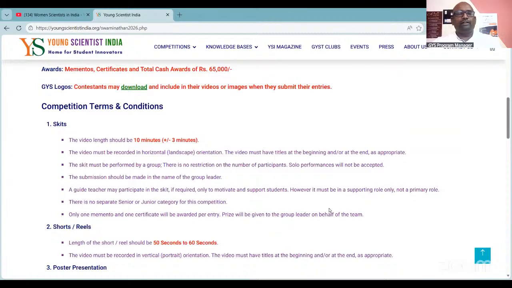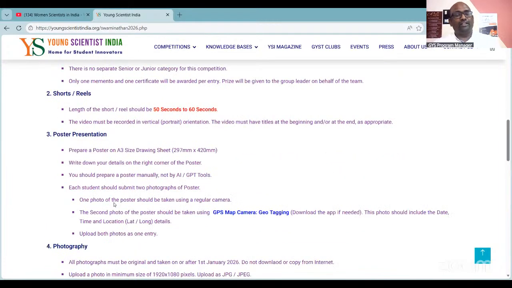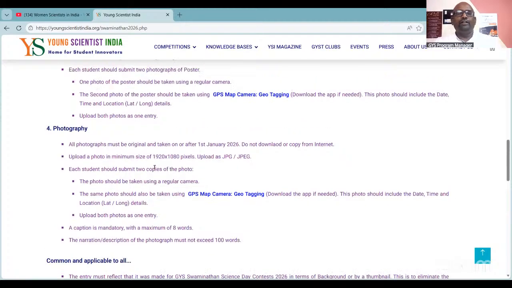One is the skits. Second one is the shorts or reels. All of you know about shorts and reels. And third one is poster presentation, which you also know very well. Some of you may have participated earlier. And the last one is photography. Of course, you love to take pictures. It's very simple, but there are some themes for these 4 competitions. I will explain one by one.